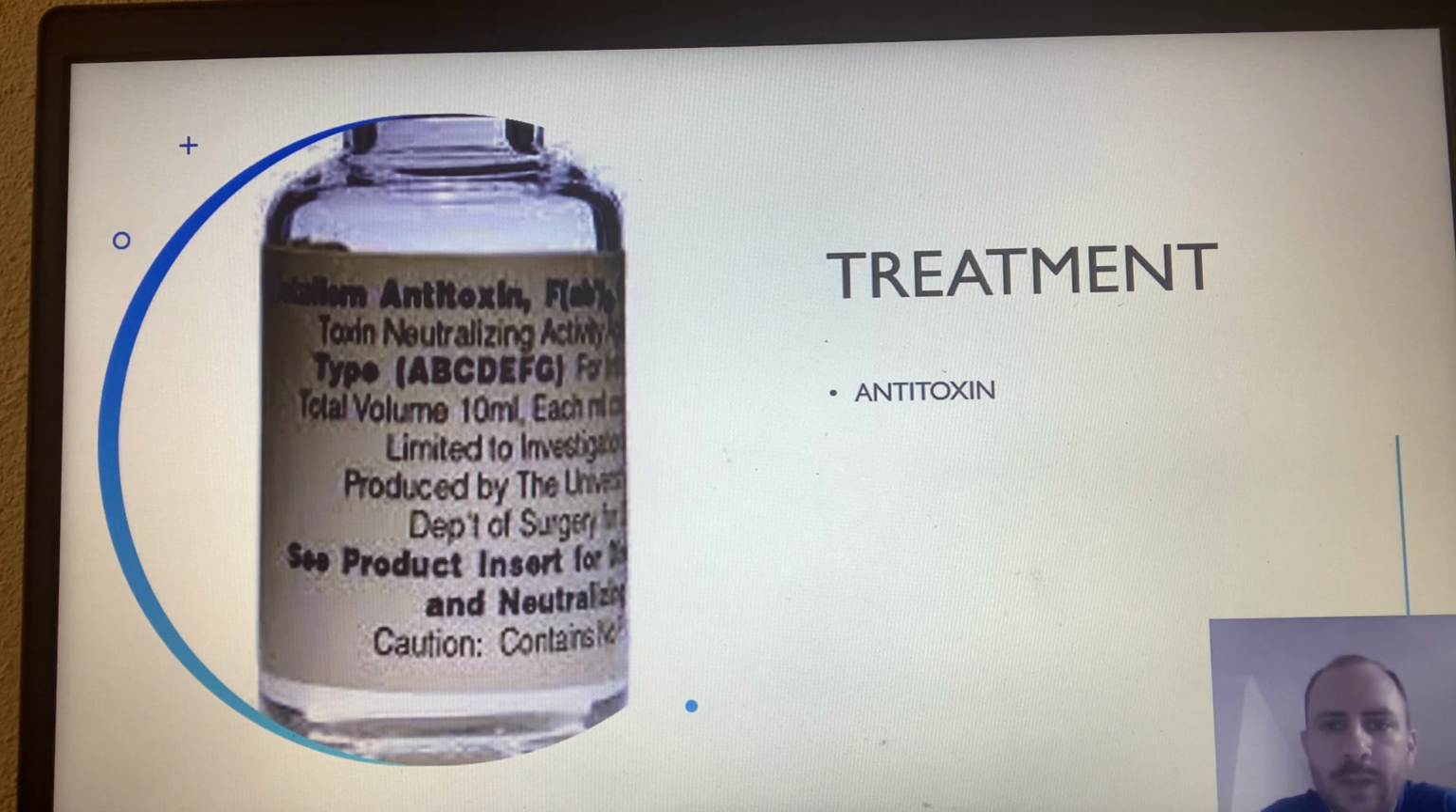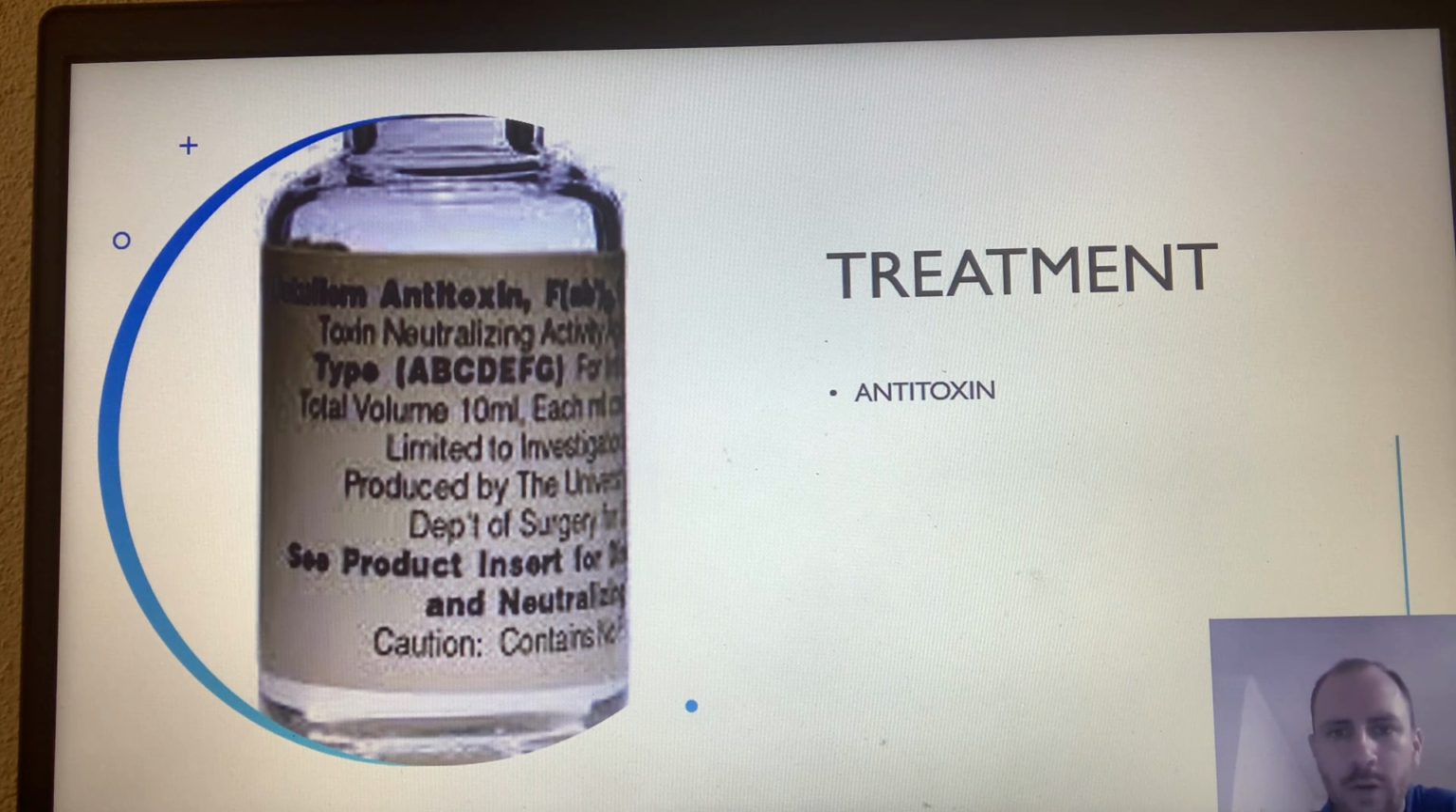A treatment for botulism. There is a treatment. There is an antitoxin. It is readily available, and it is a one-time use. Of course, depending on the severity of the symptoms, you may find yourself staying in the hospital for quite a few days. But aside from that, the antitoxin is available.